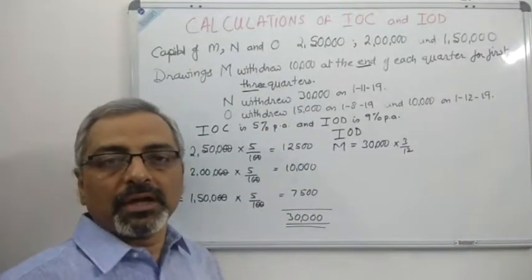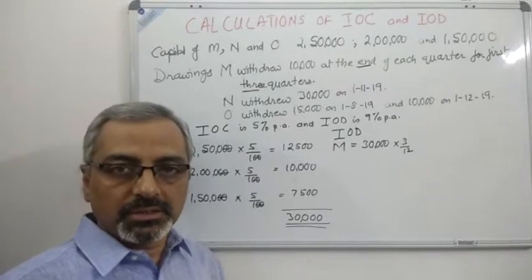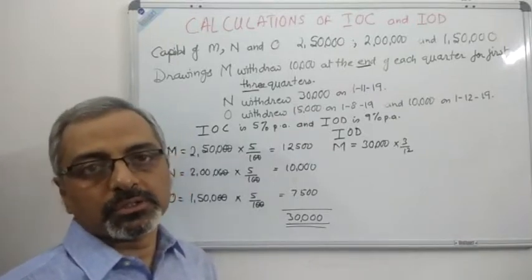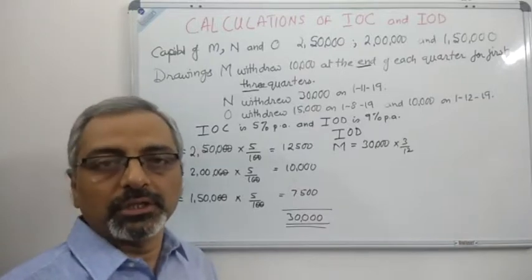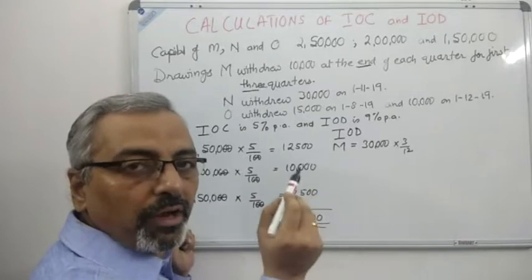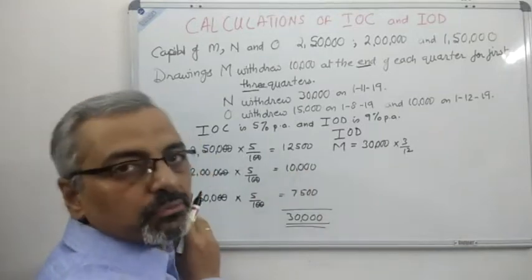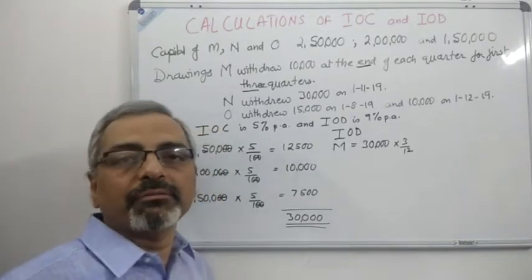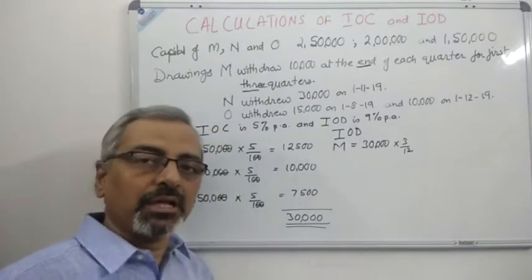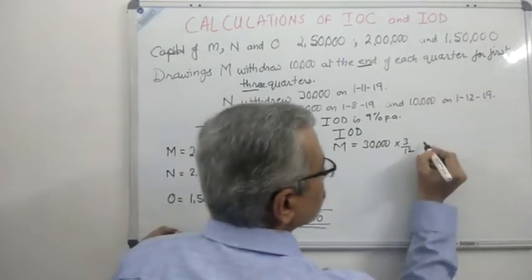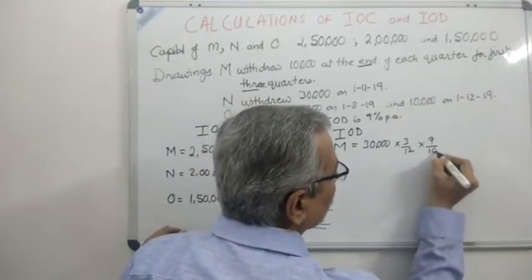So the time left after the first drawing will be 6 months, and the time left for the last drawing will be 0 months because it was drawn on the last date of the 3rd quarter. So over here we have 6 plus 0 divided by 2, that is 3 months. We have to take the average time. I hope you remember the formula: time left after the first drawing plus time left after the last drawing divided by 2. And what is the percentage given? It is 9%. So 9 by 100.